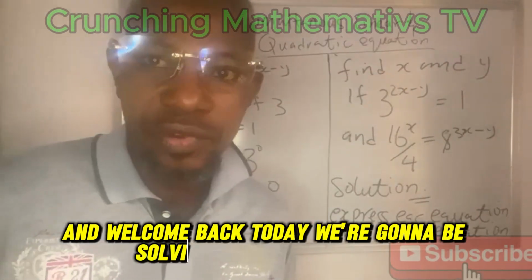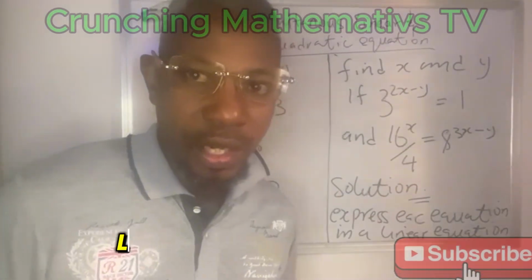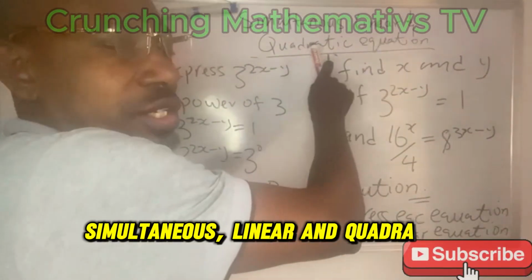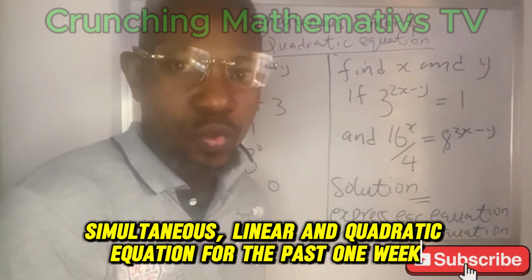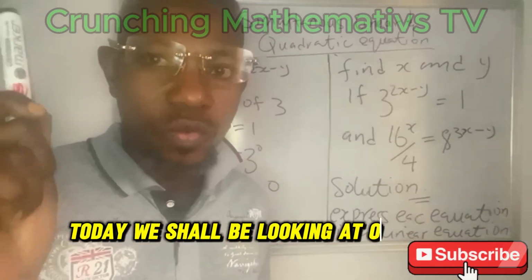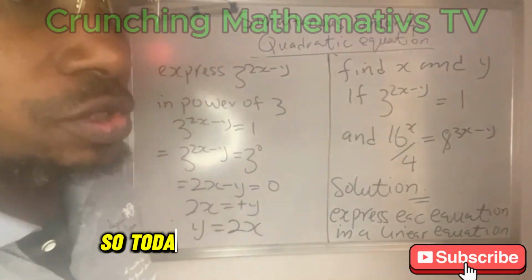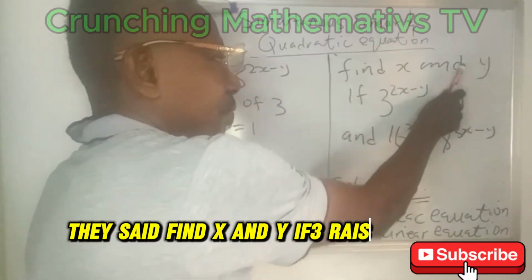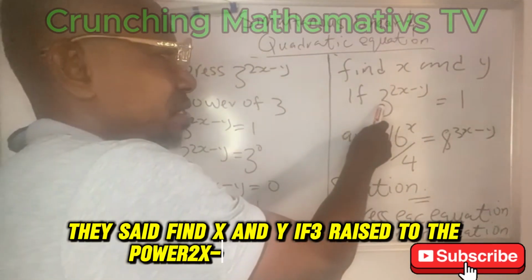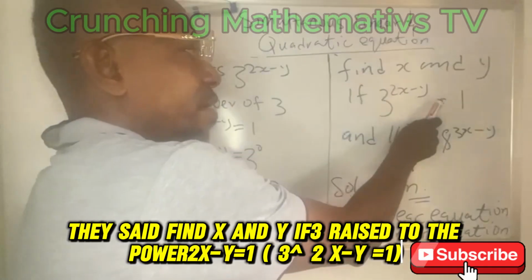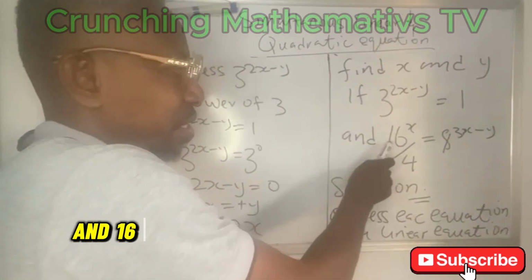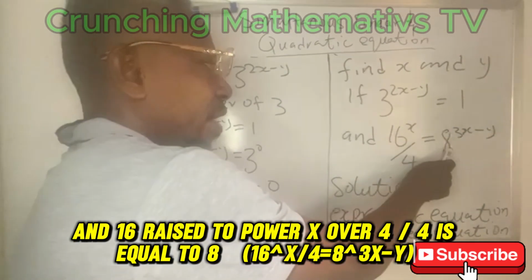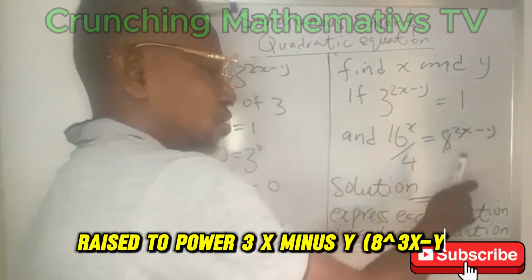Today we're going to be solving one more question, like we've been going through simultaneous linear and quadratic equations for the past one week. Today we shall be looking at a one month question. So today we have a problem here. They said find x and y if 3 raised to power 2x minus y is equal to 1, and 16 raised to power x over 4 divided by 4 is equal to 8 raised to power 3x minus y.